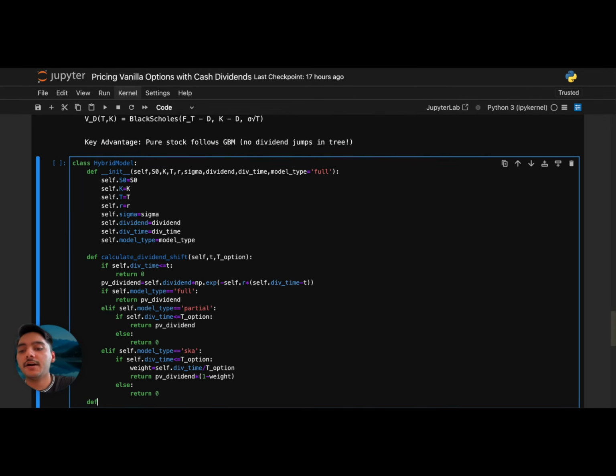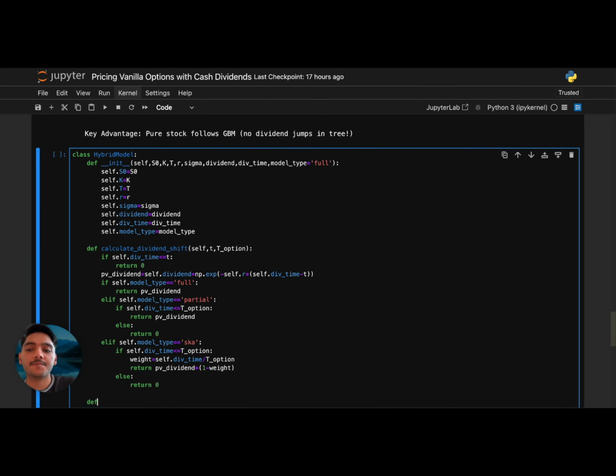And let's now define the other function, which will be the binomial American hybrid. It will be something like binomial_american_hybrid, self, and steps is equal to 100.